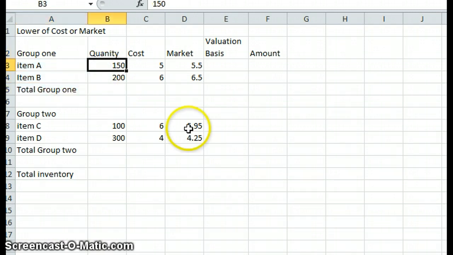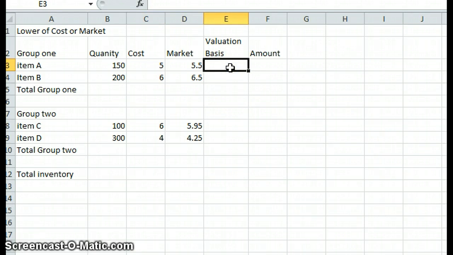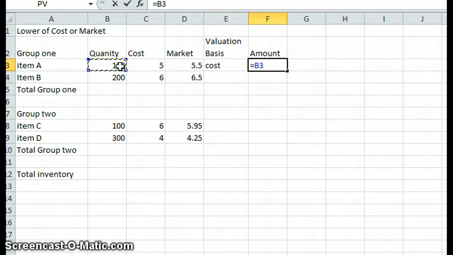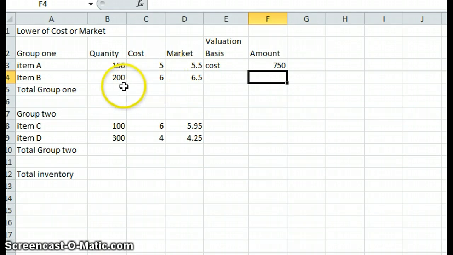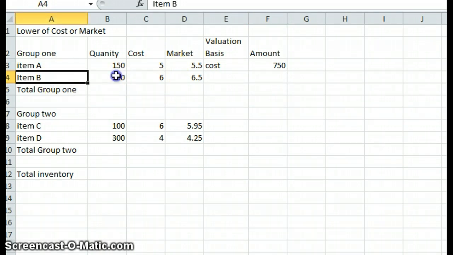I have 150 items at $5 for item A, and our market is $5.50. The lower of these two is cost, so our valuation basis would be cost, and our amount would be 150 items times our cost of $5. I'm going to come on down and look at item B. We have paid $6 for item B, and the market is $6.50. So again, this would be cost.